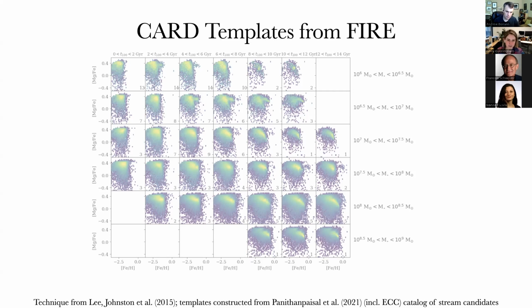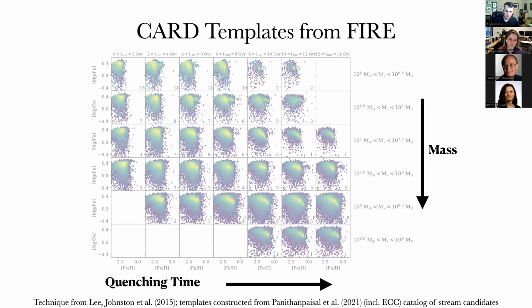But in this grid of templates, as we go from the top of the grid to the bottom of the grid, we're increasing in stellar mass. So the top row here is for dwarfs with stellar mass of 10^6 to 10^6.5, and the lowest row is 10^8.5 to 10^9 in stellar mass. And then we increase in quenching time from left to right.